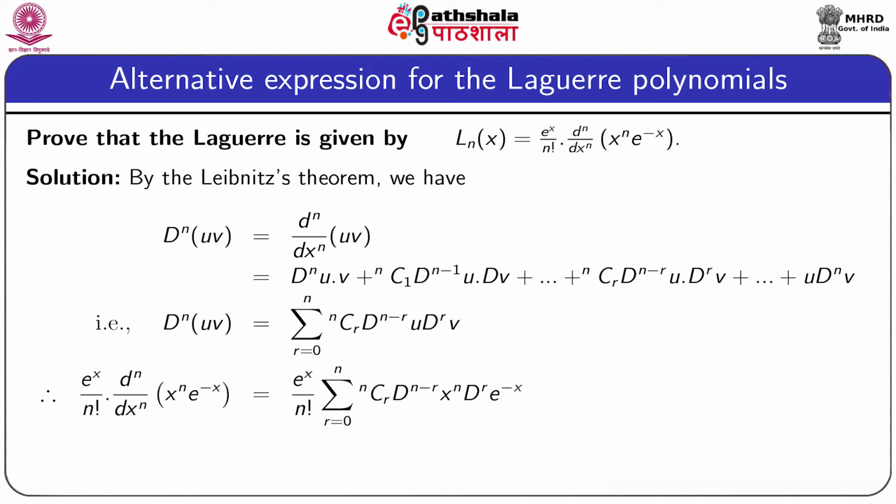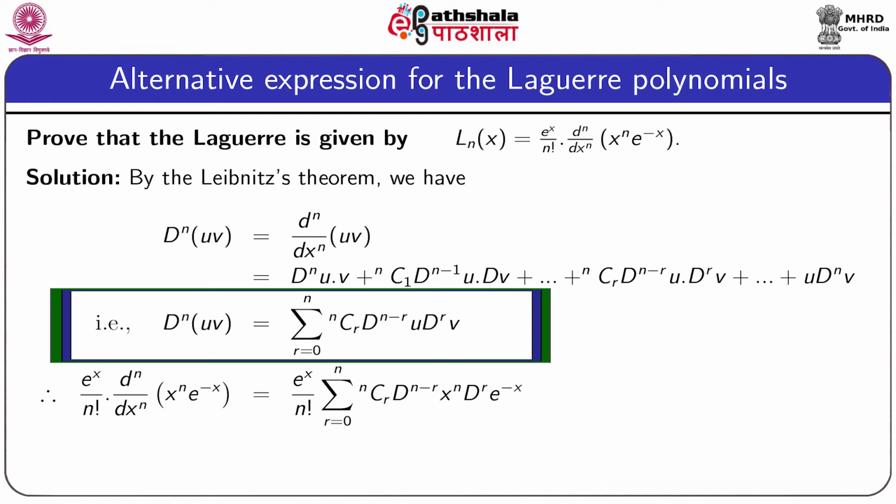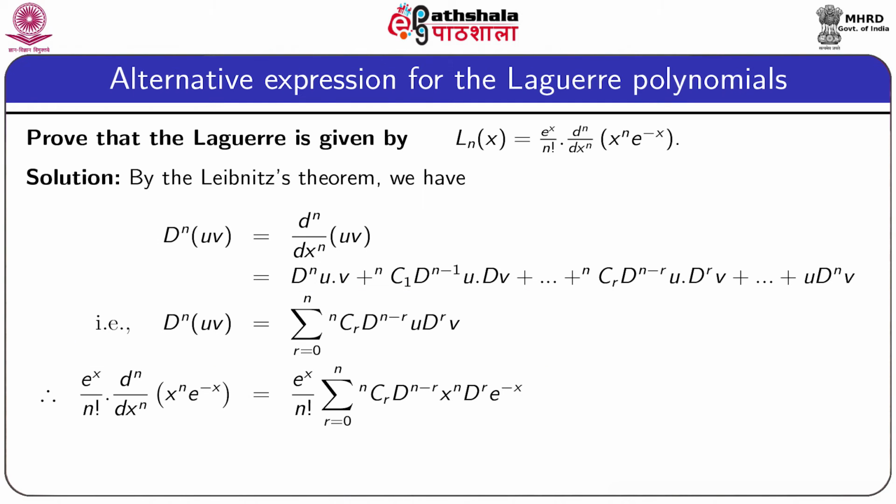And as we continue, the rth derivative is given by nCr d^(n-r) of u and d^r of v, which means the (n-r)th derivative of the function u and the rth derivative of the function v, and the last term as u d^n v. If we write this in summation notation, this will give d^n of uv, that is the nth derivative of the product of two functions u and v, is equal to summation r equal to 0 to n nCr d^(n-r) u d^r v.